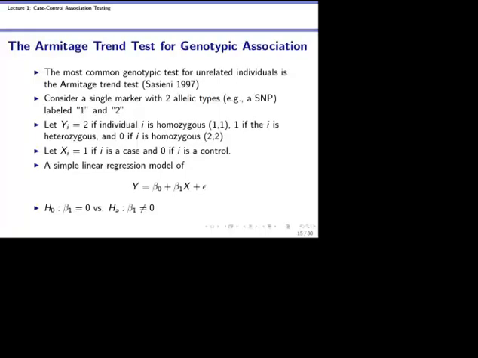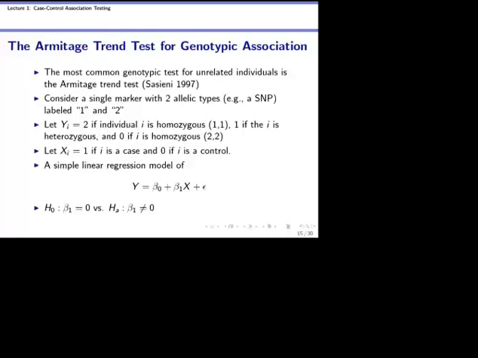So let's talk about the Armitage trend test. This is the most common genotypic test for unrelated samples today. Essentially, it's doing the same thing: you're testing for association between a single marker and a trait.